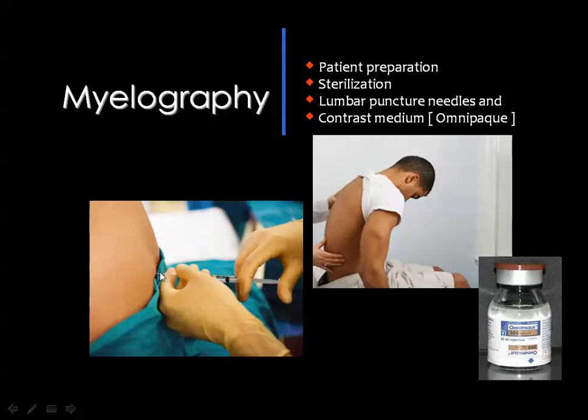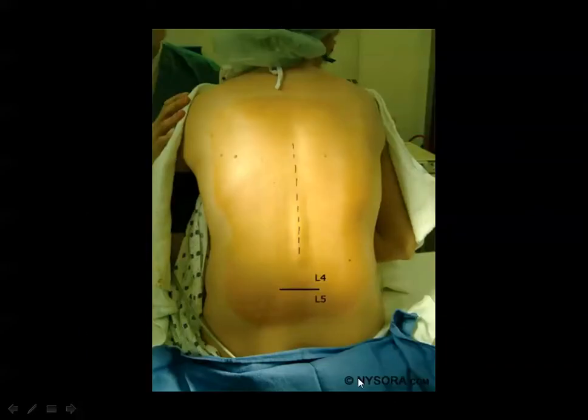We may also select the L2-3 level, and don't go above this because of the presence of the conus medullaris. And this is the L4-5, which is not recommended because this disc space is usually pathologic, and there is relative narrowing of the interspinous process. So you should go a little bit up here or there for introduction of the needle.